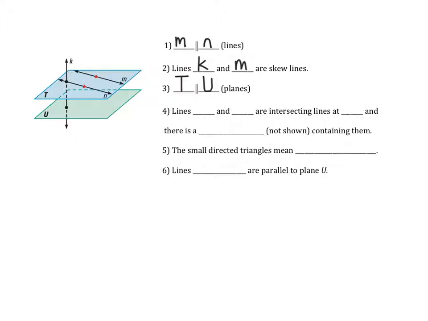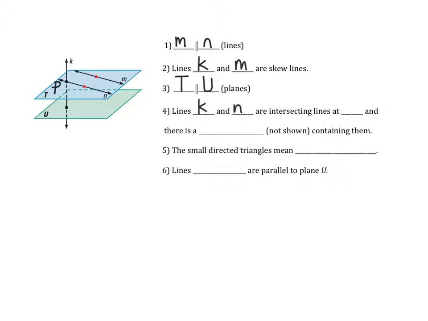Number 4 says lines blank and blank are intersecting lines at blank. Let's just stop there for now. The only two lines that are intersecting in our diagram are lines K and N. And it's also asking where they're intersecting at. We know that two lines intersect at a point. However, when we look at where lines K and N are intersecting, that point is not named. So let's just name it ourselves. Let's just call it point P.